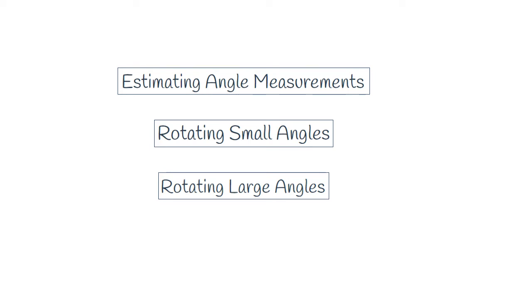Sometimes Delta Math doesn't have a video for the assignment, and if that's the case, I will be creating a short one, which is what I'm doing here. So this video is for these three assignments: estimating angles, rotating small angles, and rotating large angles. This is the first part of concept 34. If you haven't finished concept 33, go back and do that one first.